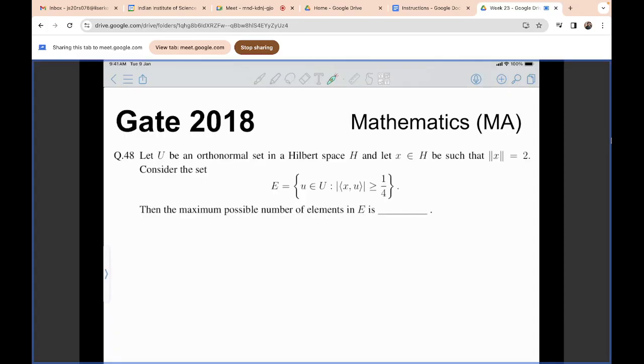Okay, so today we'll solve GATE 2018 question. This is a question from functional analysis. It's question number 48. Let U be an orthonormal set in a Hilbert space H, and let x belonging to H be such that the norm of x equals 2. Then consider the set E of all such u in U such that the modulus of the inner product of x with u is bigger than 1/4. Then you have to find the maximal possible number of elements in E.